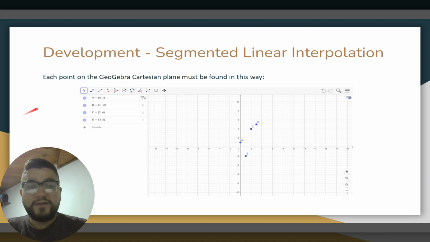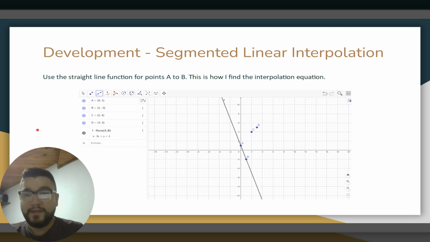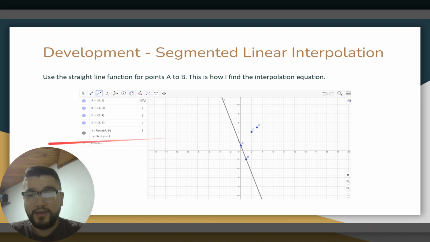Development, segmental linear interpolation. Each point on the GeoGebra Cartesian plane must be found in this way: point A, B, C, D. Use the straight line function for points A to B. This is how I find the interpolation equation. This line function, this equation.